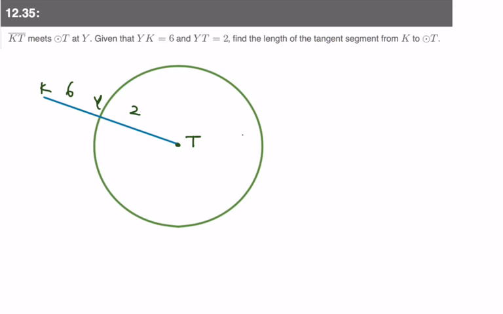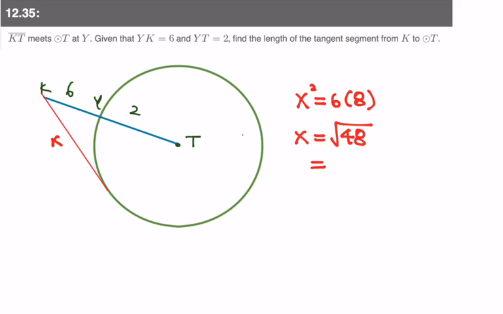All right, and then we have 6 and 2 line segments here. Find the length of tangent. So what are we going to do? We're going to do tangent squared is equal to outside times the whole thing, which is equal to square root of 48, 4 square root of 3.